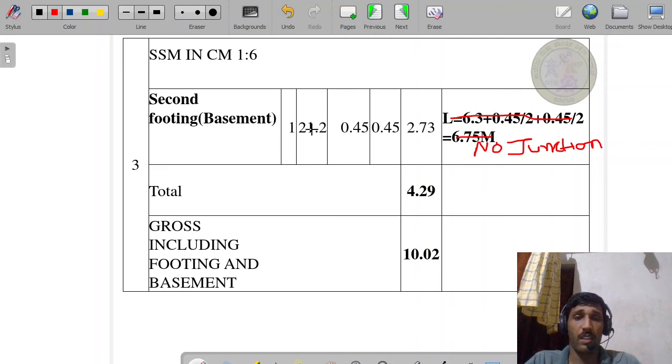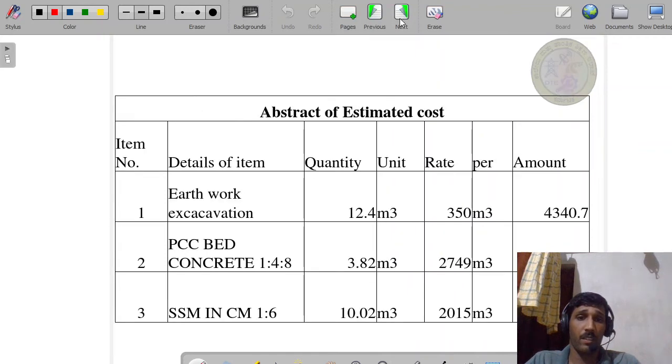No junction, and length is 21.2, breadth is 0.45 and depth is 0.45. Then multiplying all this, you can get 2.73 meter cube. Then adding this second basement quantity and first basement quantity, total gross quantity is 10.02 meter cube. Now see here, all three items quantities are calculated.